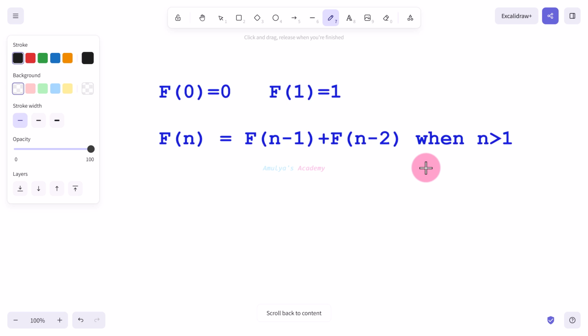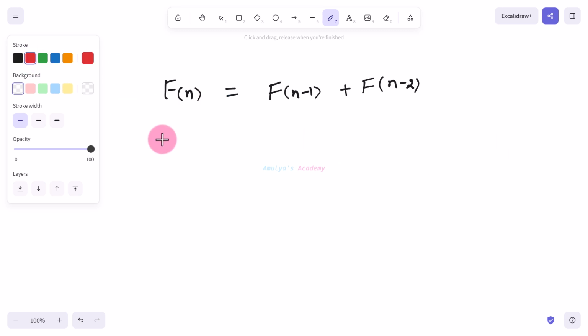So we can write the Fibonacci definition like this. The initial two numbers are 0 and 1, and for the rest of the numbers, that is n greater than 1, we can write f of n is equal to f of n minus 1 plus f of n minus 2. We need to add the previous two numbers to get the next number in the series. Now, to solve this problem, we'll use this formula.